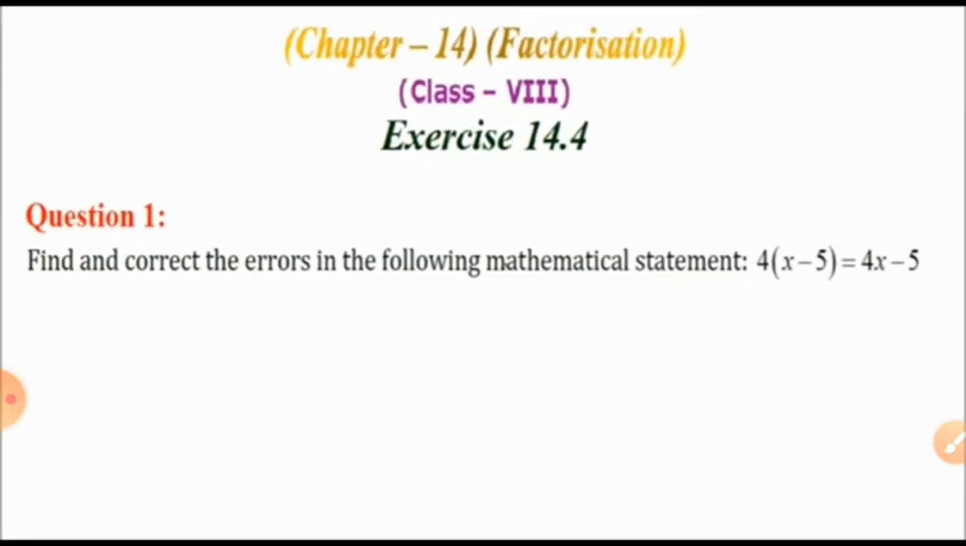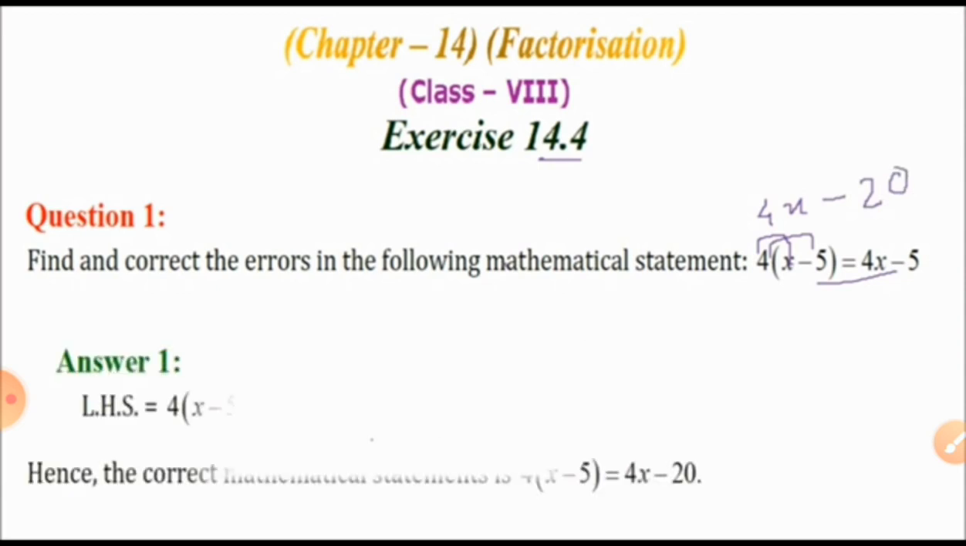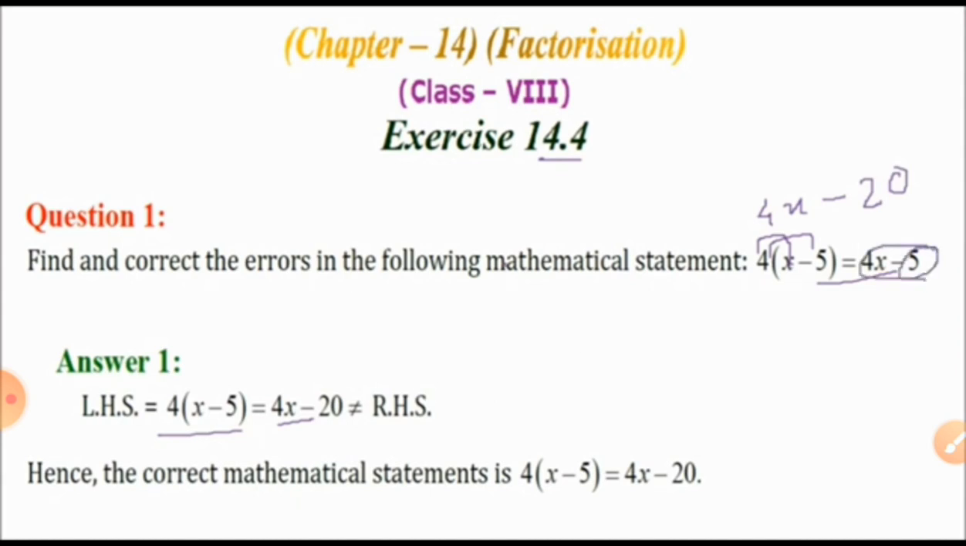Now look here, the easiest exercise of this lesson, 14.4. Find and correct the errors in the following mathematical statement. 4(x minus 5) is equal to 4x minus 5. So here, my dear student, this 4 has to multiply with 4x, and then 4 has to multiply with 5 also. So the final answer should be 4x minus 20. So are the left hand side and right hand side equal? No, these are not equal as given in the question. That was the error. Easy?